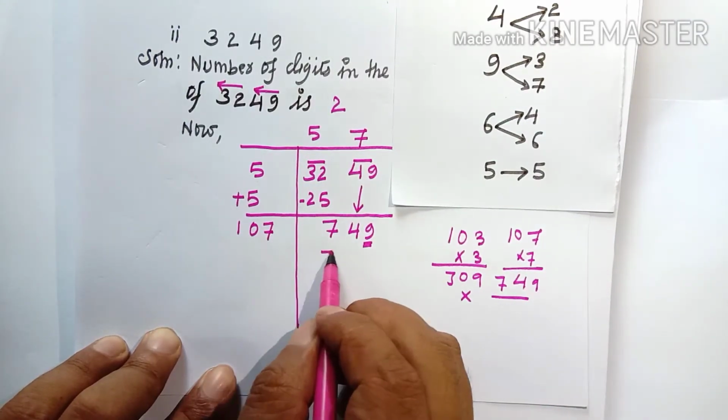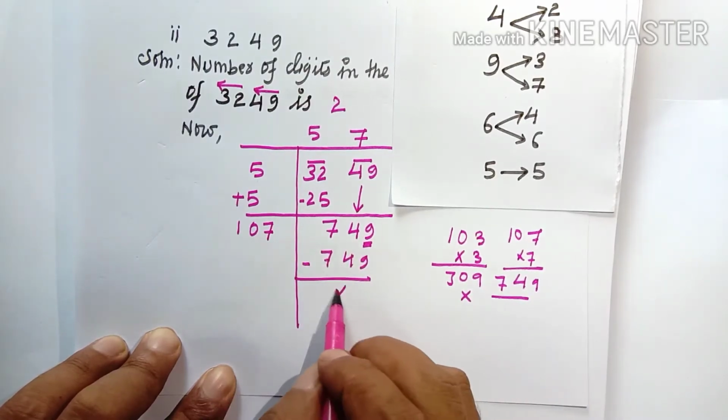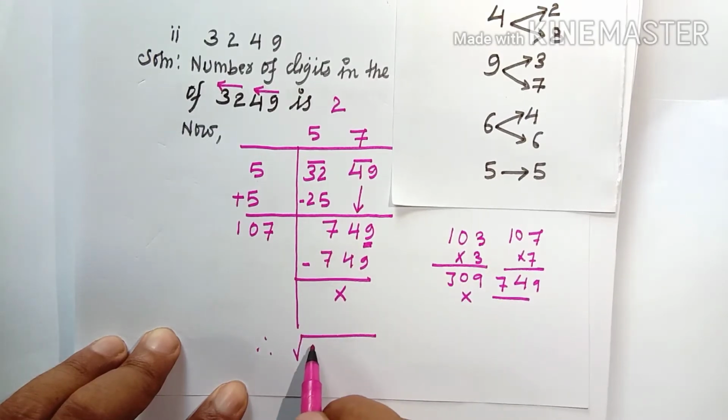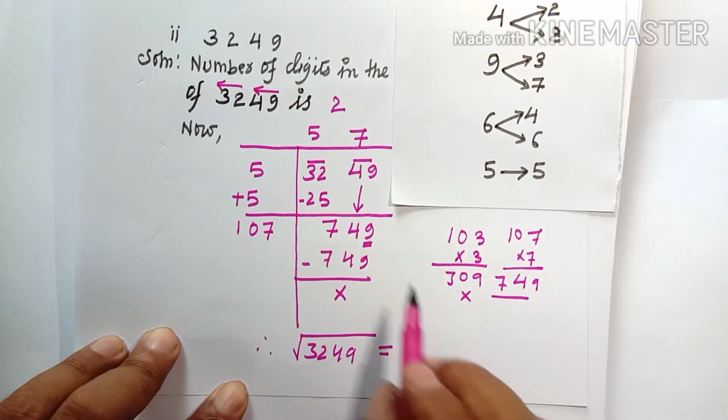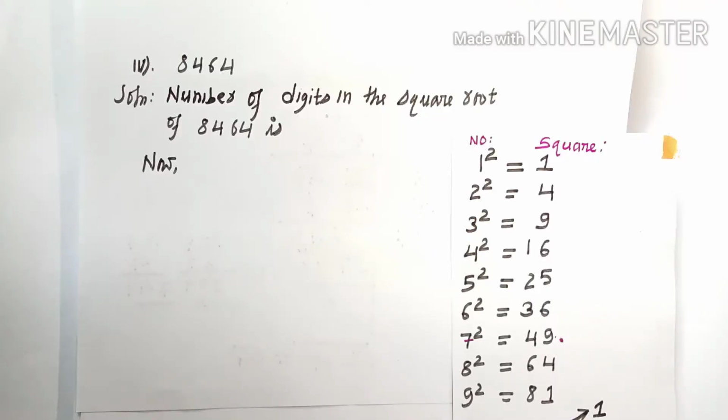So now that is how here 49. So subtract, the remainder is 0. So therefore the square root of 3249 is a perfect square of which number? 57.